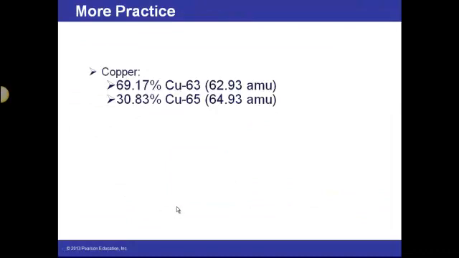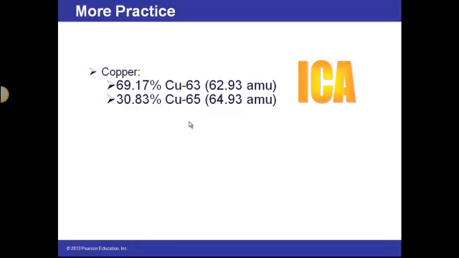So let's get a little bit more practice and try one more problem for our isotopes. Copper exists in a couple of different major isotopes. The first one is copper 63 and then copper 65. The atomic mass of copper 63 is 62.93 atomic mass units, and the abundance of this is 69% essentially. And then there's 64.93 atomic mass units for copper 65.